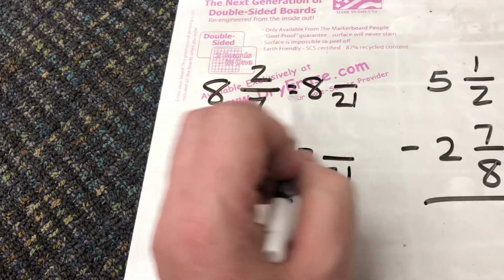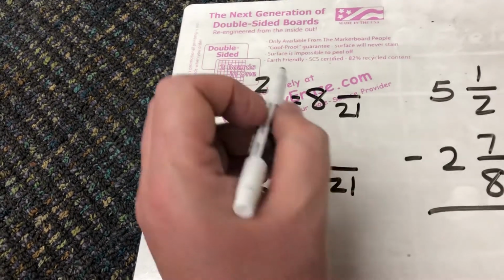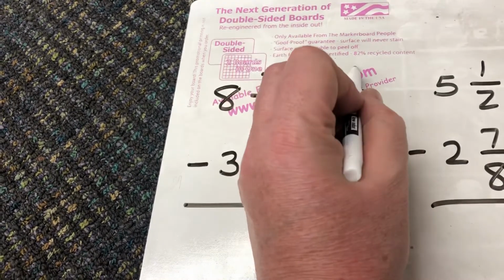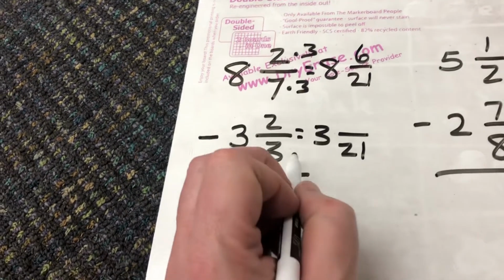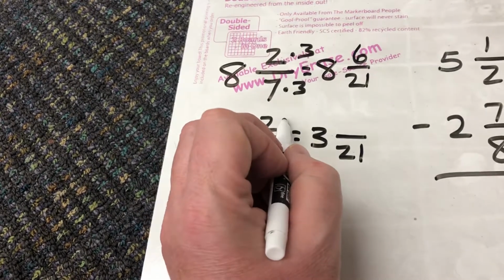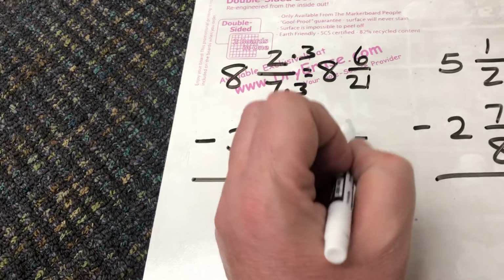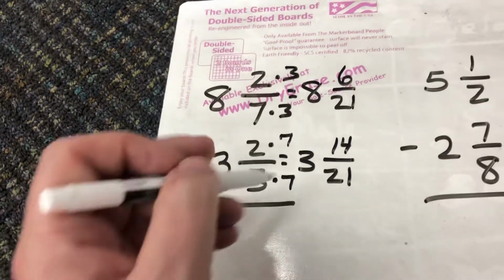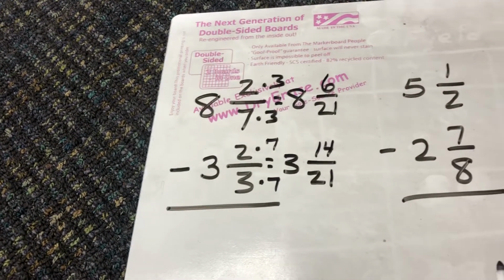Well, I asked myself, what did I do to 7 to get 21? Well, I did 7 times 3. So I'm going to do 2 times 3. 2 times 3 is 6. What did I do to 3 to get 21? Well, I did 3 times 7. So what am I going to do to the 2? I'm going to do 2 times 7. 2 times 7 is 14. Well, now that leads me to an interesting situation because I'm doing 6 minus 14. Well, I can't do that.